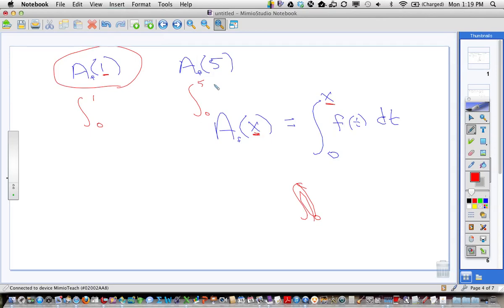There's an antiderivative. Is it with integrals then? Well, I mean, an integral like this represents an antiderivative.